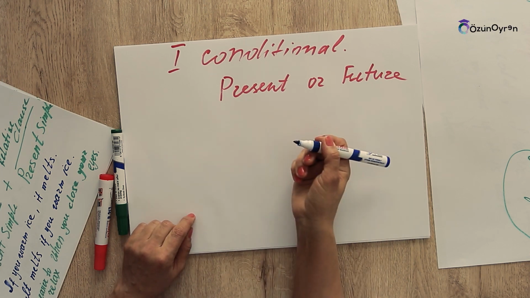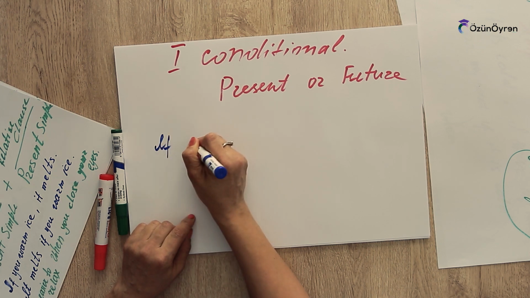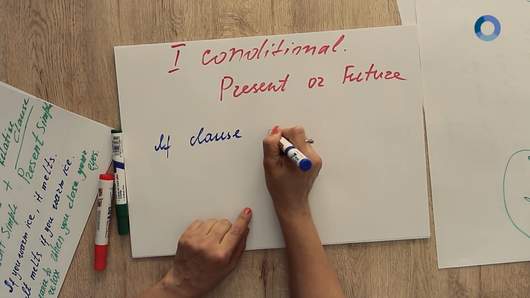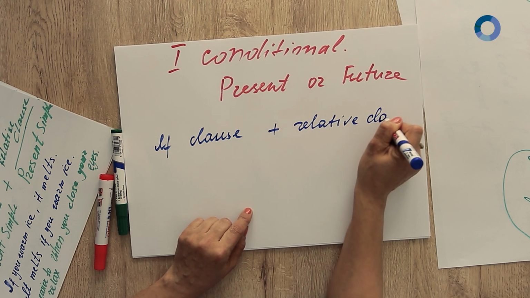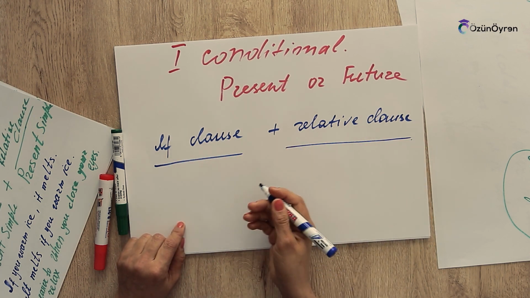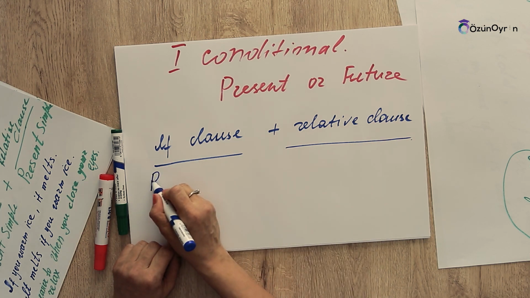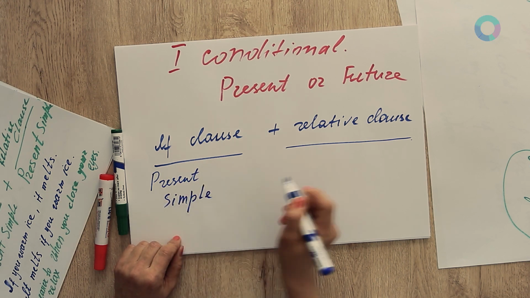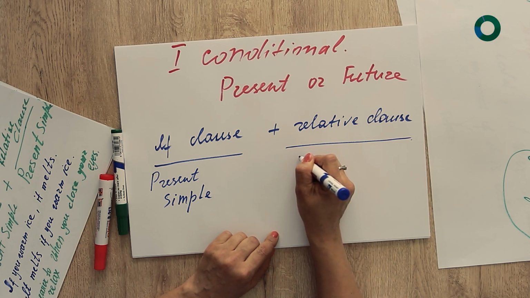Okay, what is the structure of the first conditional? The structure is if clause, as in the zero conditional, plus relative clause. In the if clause we can't use future, we use only present simple. We use present simple here, and in the relative clause we use future simple.